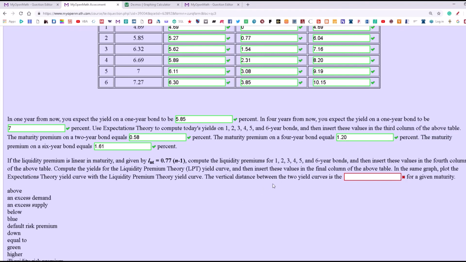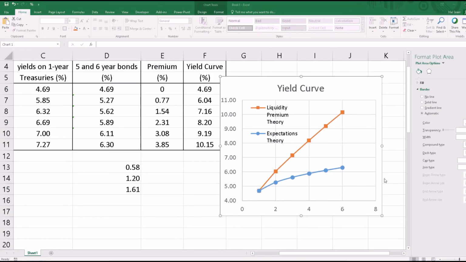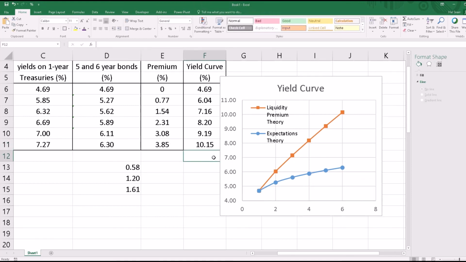Okay, the vertical distance between the two yield curves is the liquidity premium. So if I put my cursor there, you can see the, I don't know if you can see that, it's 10.15. The height is 10.15, which is that value. And the height of this curve is 6.30, that value. So if I take the difference of these two, I get the 3.85, the liquidity premium.